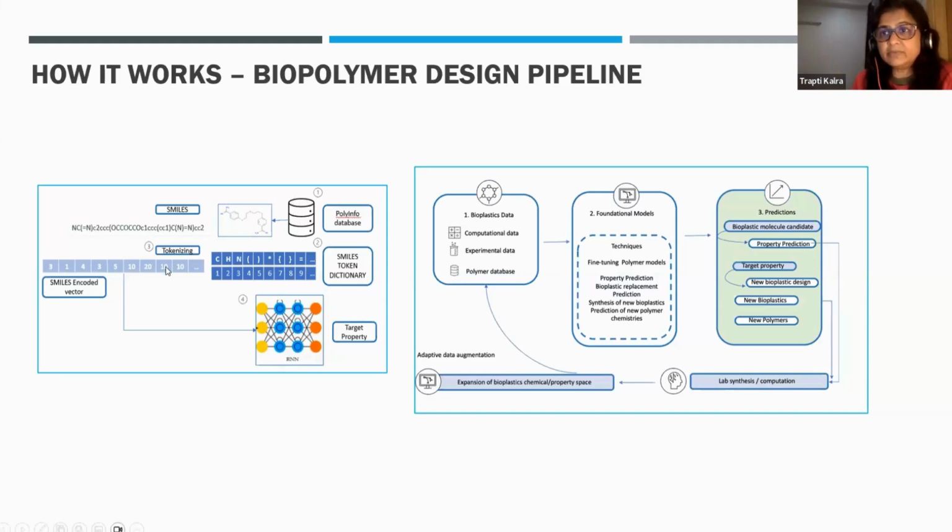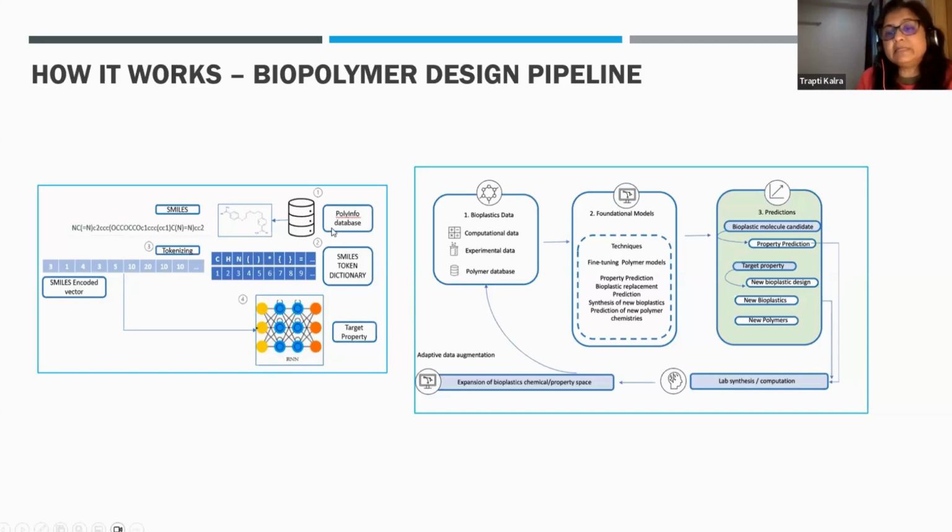Once you tokenize it, we have a SMILES encoded vector, which then becomes a digital input into a machine learning algorithm, such as here I'm showing a recurrent neural network, but it could be any other deep learning algorithm. And since we had in the database all the properties listed against each and every SMILES, we have a very structured data set with us digitally, on which the neural network can learn.